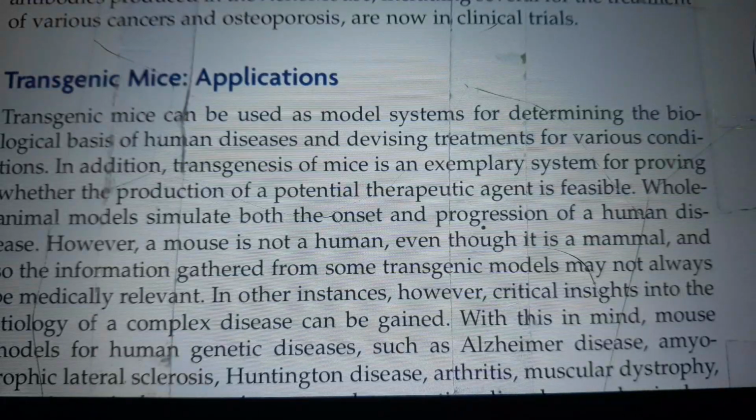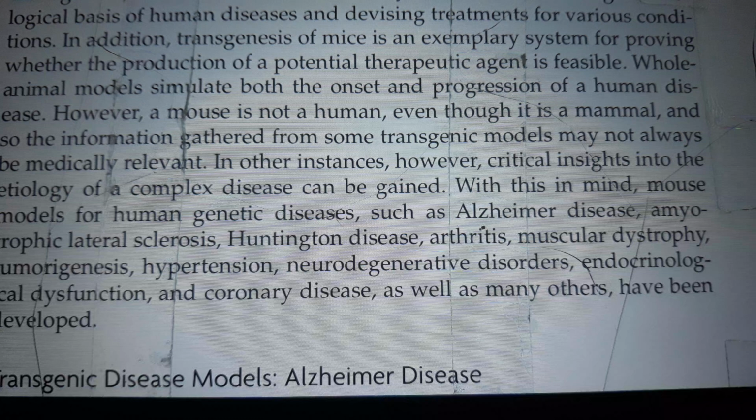Transgenic mice can be used as model systems for determining the biological basis of human diseases and devising treatments for various conditions. In addition, transgenesis of mice is an exemplary system for proving whether the production of a potential therapeutic agent is feasible. The whole animal models simulate both the onset and progression of a human disease.